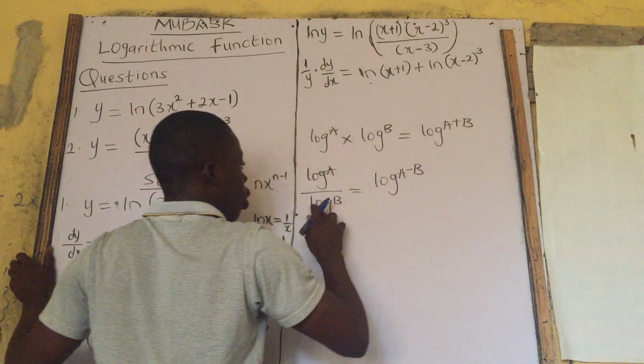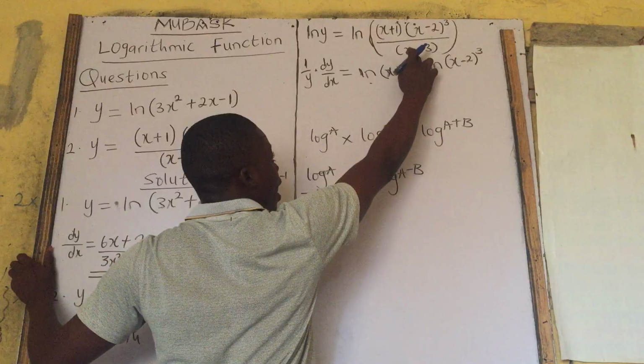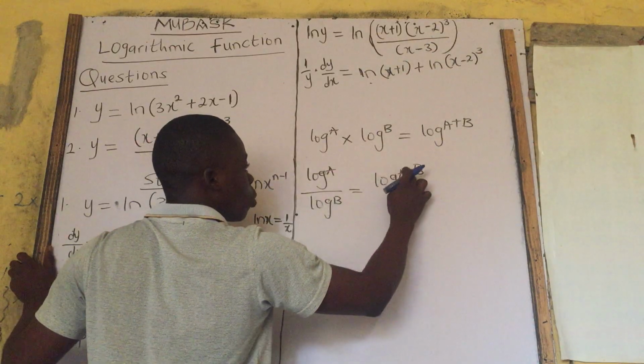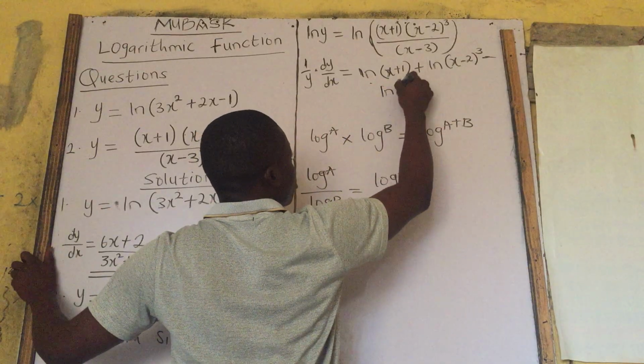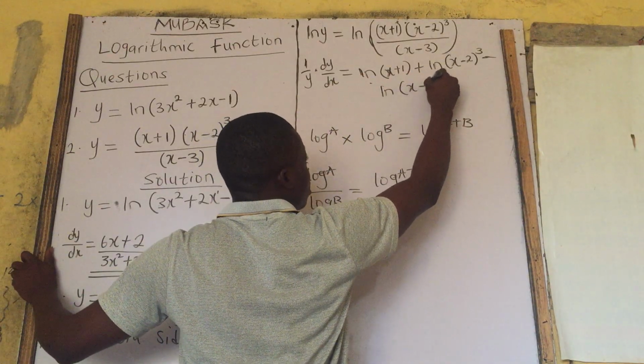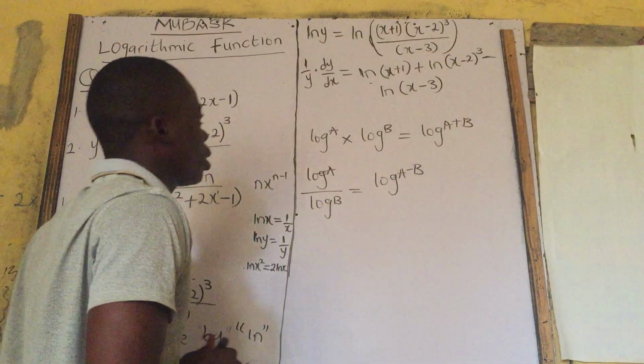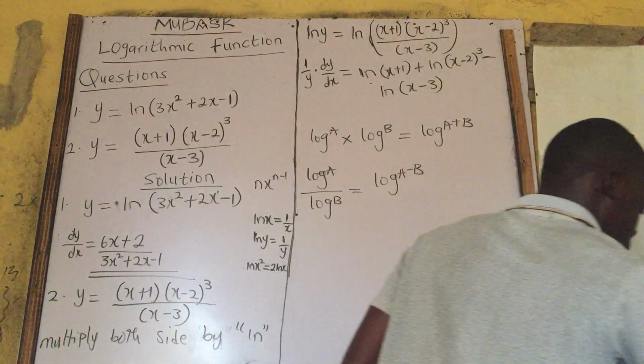log B. But our log B here is x minus 3. Division we change to minus. Then we change to minus natural logarithm open bracket x minus 3 close bracket. Now we can differentiate it.